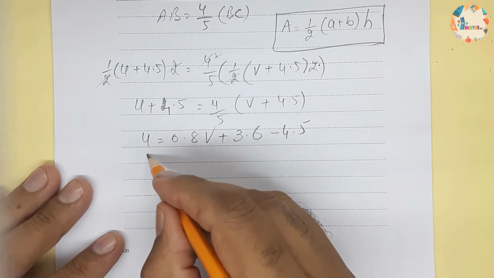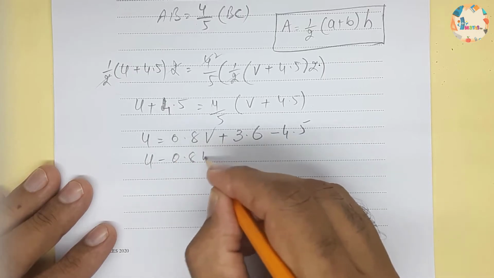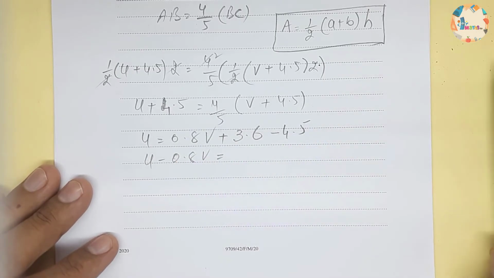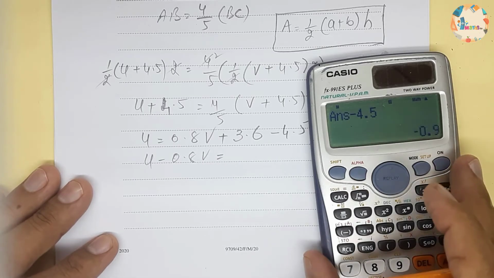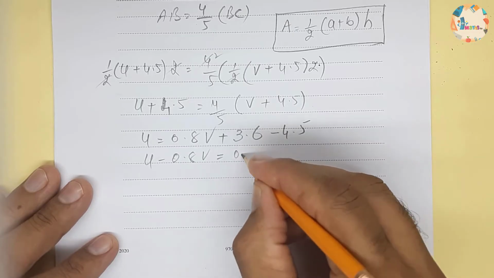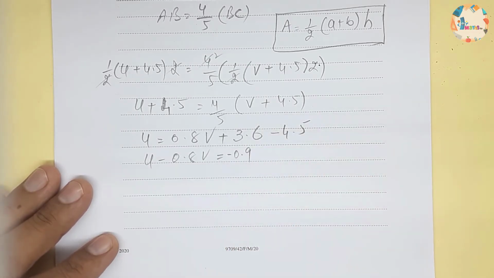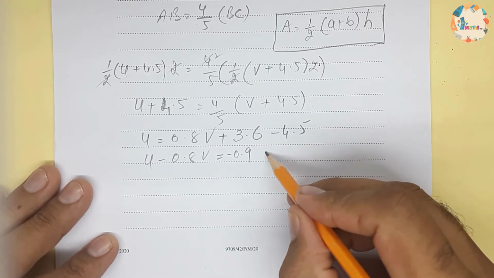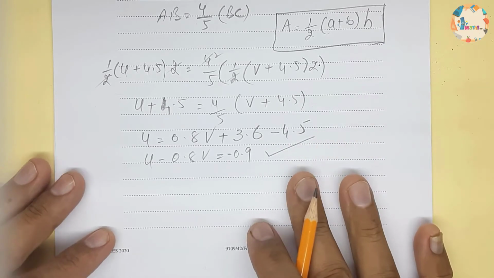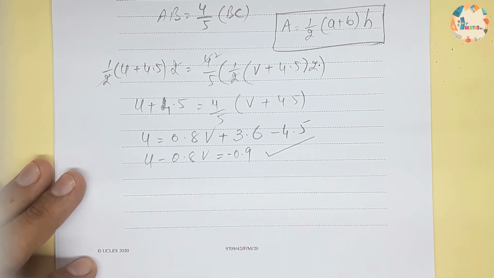We can shift to this side. So u minus 0.8 V is equal to 3.6 minus 4.5. This will be giving us minus 0.9. So now this is basically the one equation which we got, and we know that acceleration is basically what?